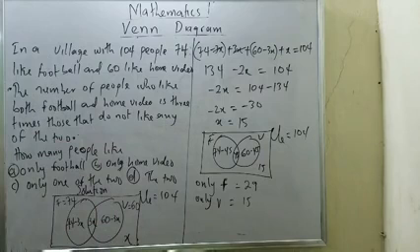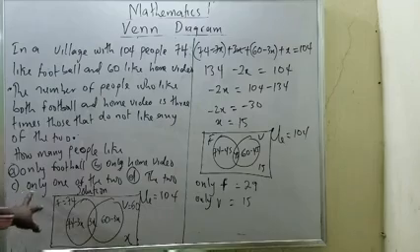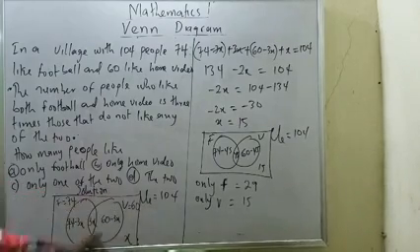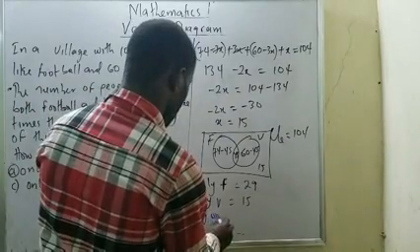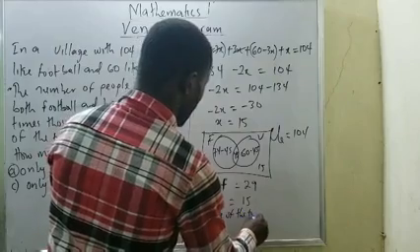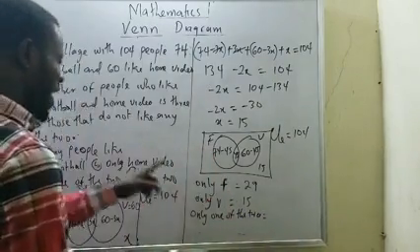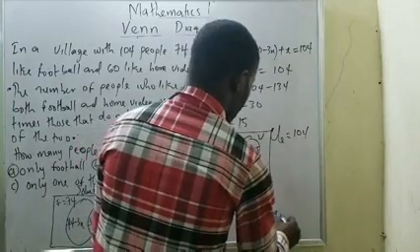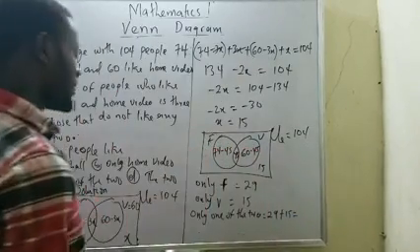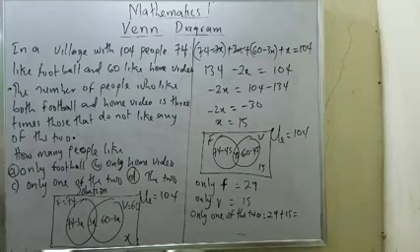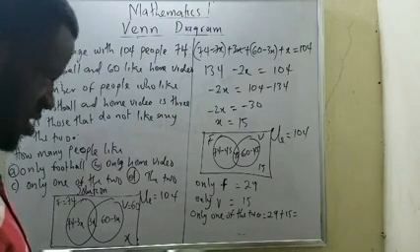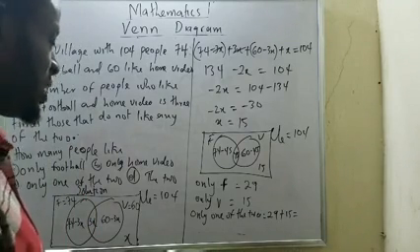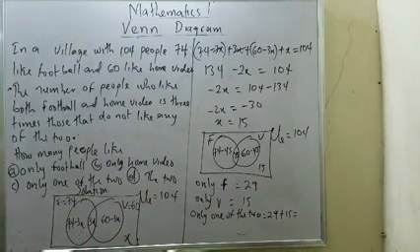Now, if it is only one of the both, what we are going to do is add up only one of the two. I will just add up 29 plus 15, whatever I have, which is going to be 44.